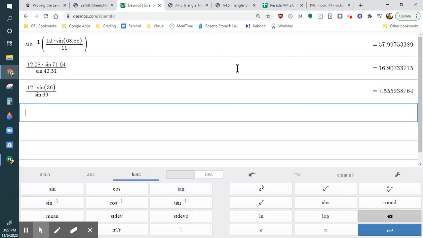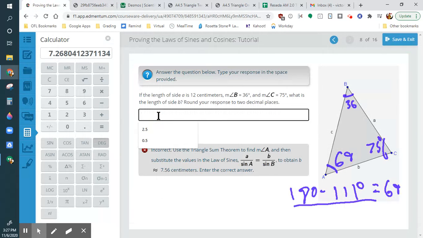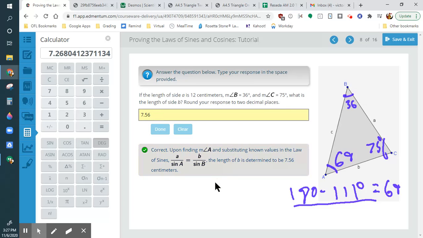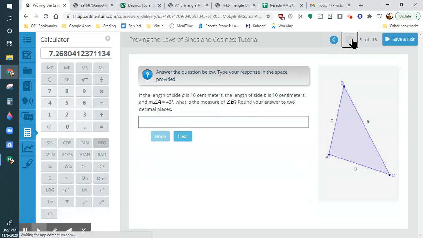And I get 7.56. Ah, come on. 7.56. My num block was acting up on me. So we had to solve for angle A because we didn't have that to use law of sines. Moving on to the next one.